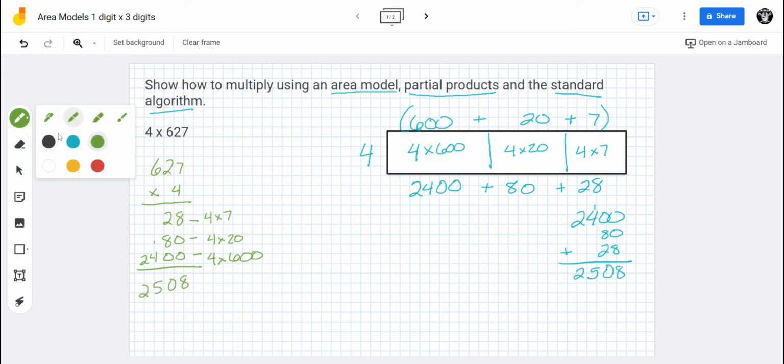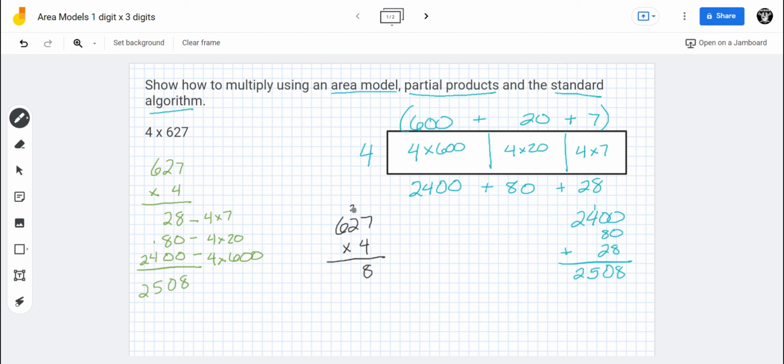Okay, so the last way we're going to talk about now is the standard algorithm. So here we go, 627 times 4. Now, in the standard algorithm, we're basically doing the same thing. We're just doing it kind of in a quicker way. So we're going to say 4 times 7 is 28. And here that 2, instead of writing it here, we're going to carry it to the tens column, right? And now we do 4 times 2 again, which is 8.